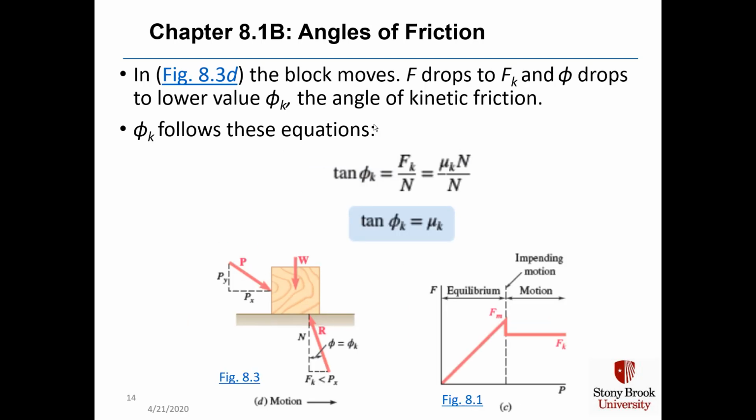And in figure 8.3d, here in the lower left corner, the block moves. F drops to F sub k, and phi drops to a lower value, phi sub k, which is the angle of kinetic friction. And phi sub k follows this equation. Tangent of phi sub k, this angle, is equal to opposite over adjacent, which is equal to F sub k divided by N. But because F sub k equals mu sub k times N, we get the simpler equation that tan of phi sub k is equal to mu sub k.